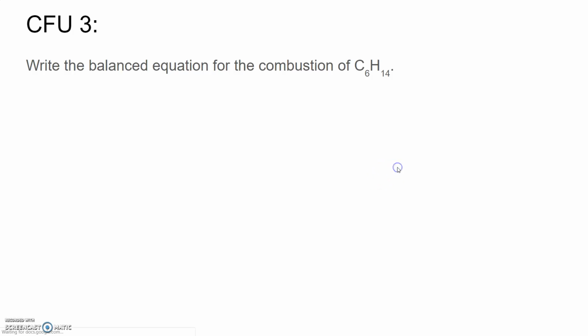All right, if you need a basic hint, here is your hint for that. So the first thing you want to do is write the unbalanced equation. So you're going to write your reactants on the left side and your products on the right. So you'll need to know what reactants and products you have for the combustion of C6H14.